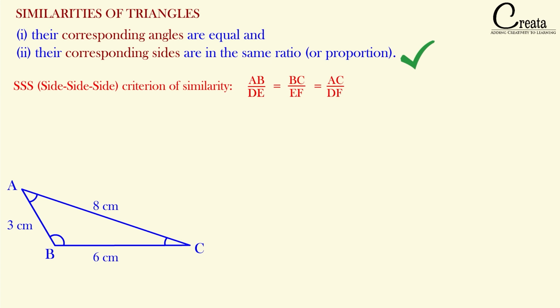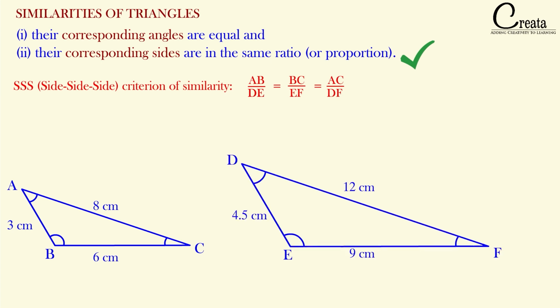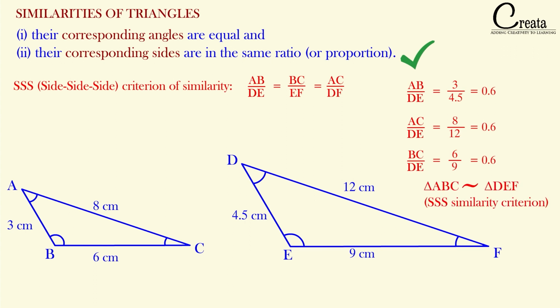I have drawn the first triangle with the sides as 3 cm, 6 cm and 8 cm. And I have also drawn the second triangle with the sides as 4.5 cm, 12 cm and 9 cm. I have specially taken these dimensions because the ratio of the corresponding sides are equal in both the triangles. That is 3 upon 4.5 is 0.6, 8 upon 12 is 0.6 and 6 upon 9 is 0.6. Basically, I have taken two triangles in which the ratio of the corresponding sides are equal, and these two triangles as per SSS criteria are similar to each other.